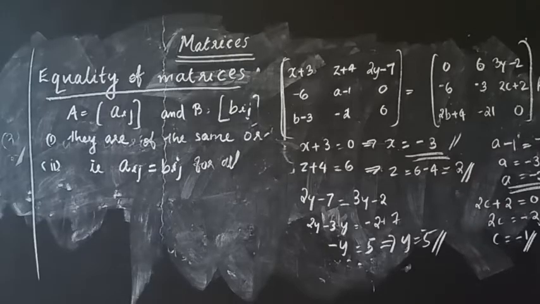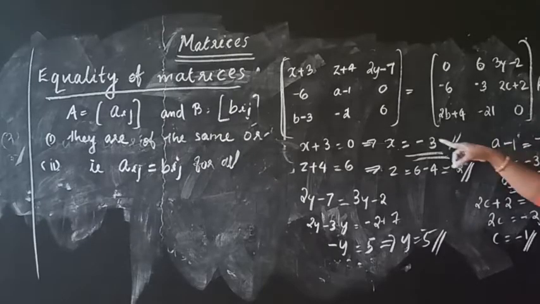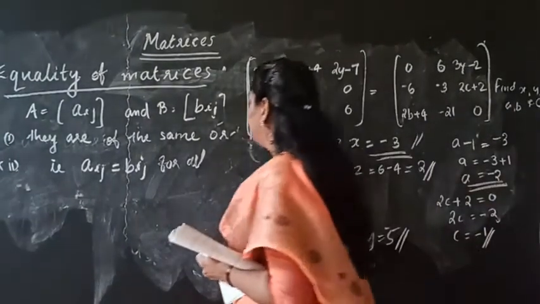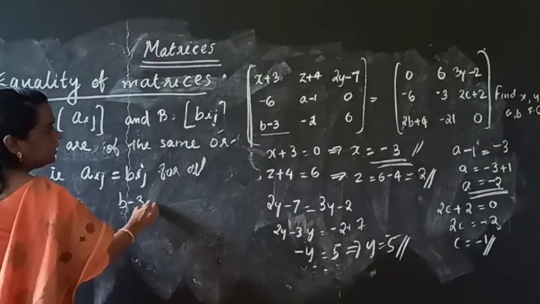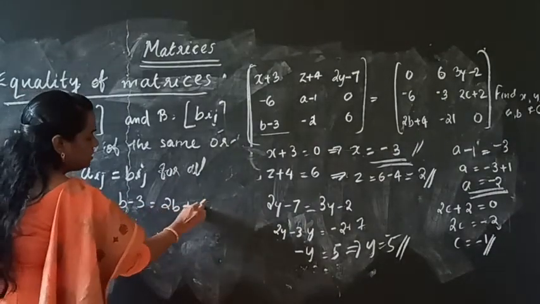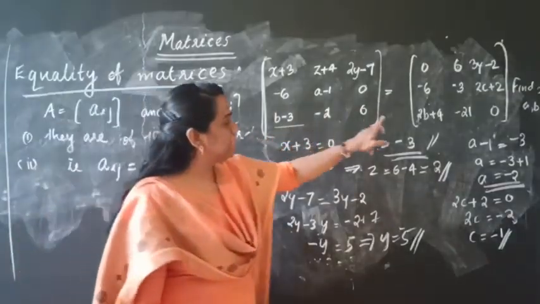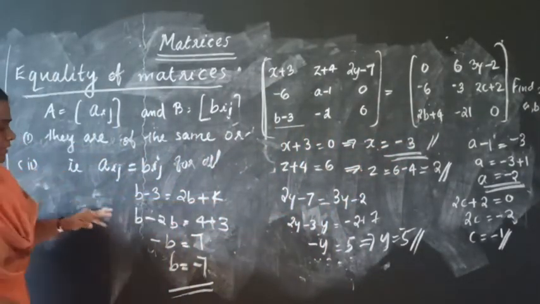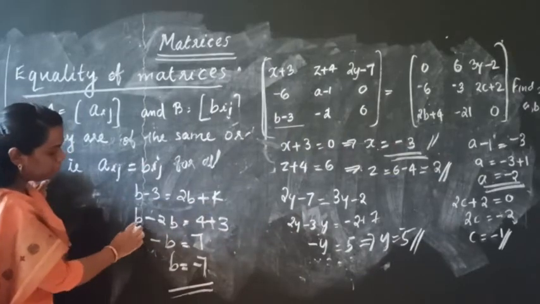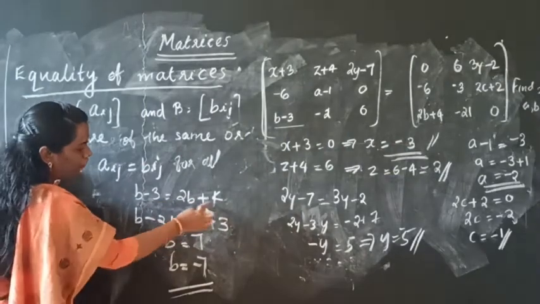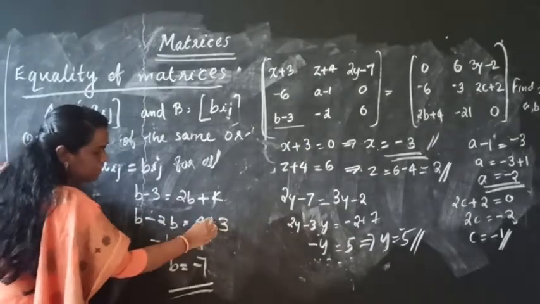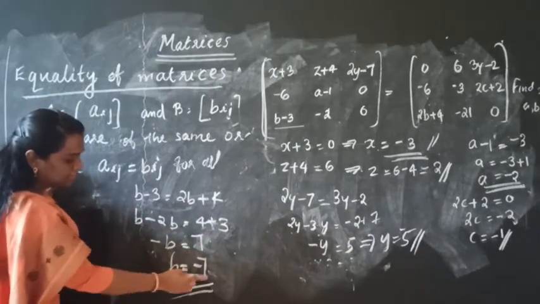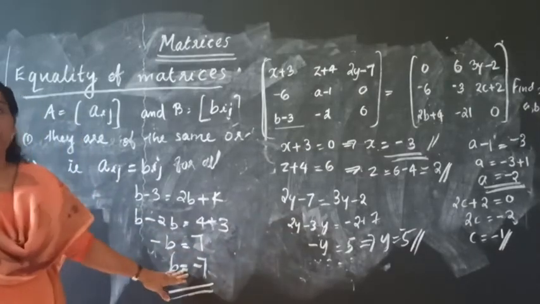Okay? And the last one, we can find b. How do we find b? b minus 3 is equal to 2b plus 4. Then when we transpose, b minus 2b is equal to 4. When we transpose this, minus 3 becomes plus 3. 4 plus 3. b minus 2b, that is minus b is equal to 7. That means b is equal to minus 7.